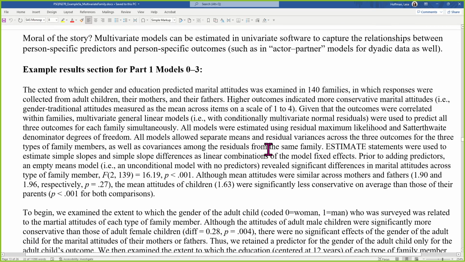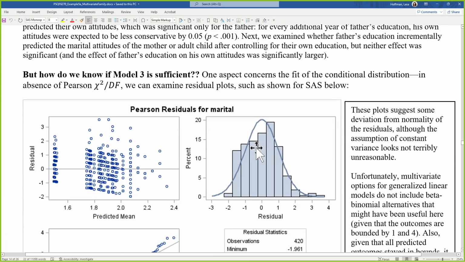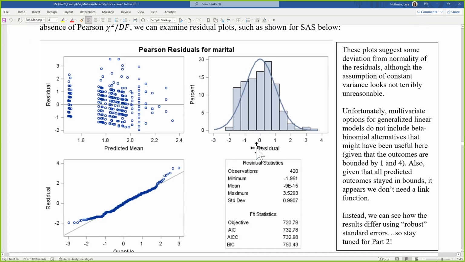So I have a results section for all of this stuff. And then I have some pictures for you. So this is what came out of Proc Mixed specifically. It has a nice little summary here. These are the Pearson residuals. What do you think? What do we think about this? Normal is a reasonable thing?